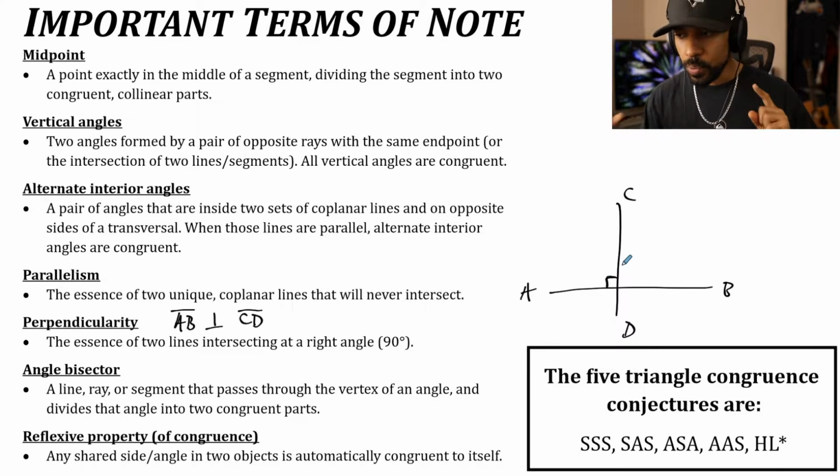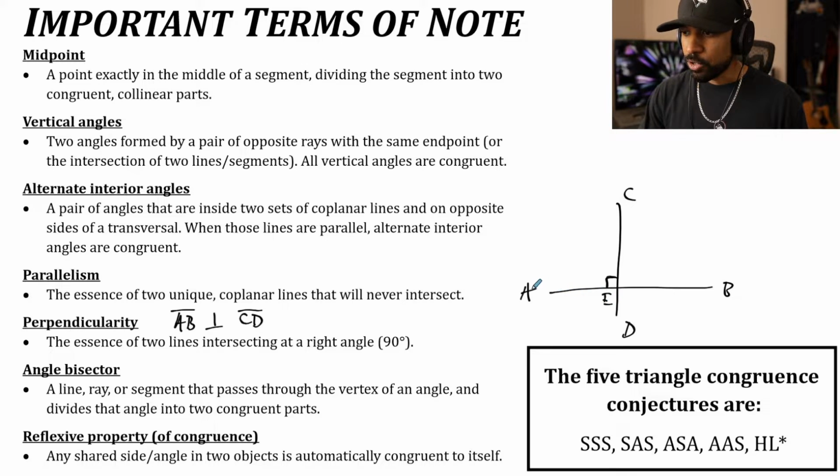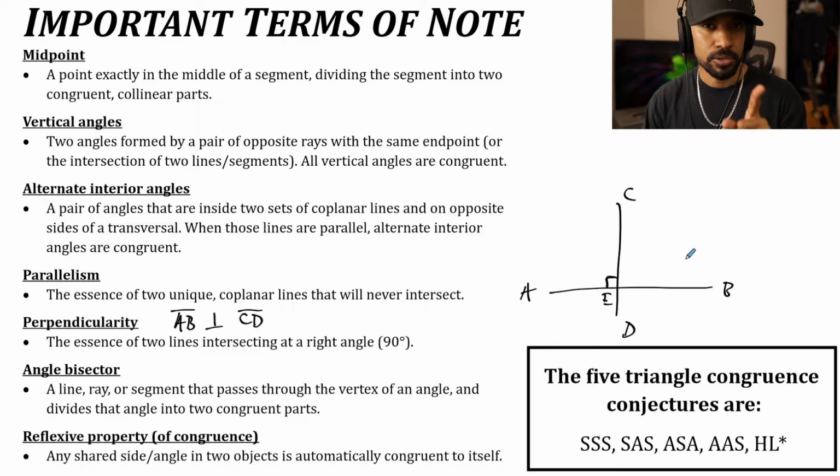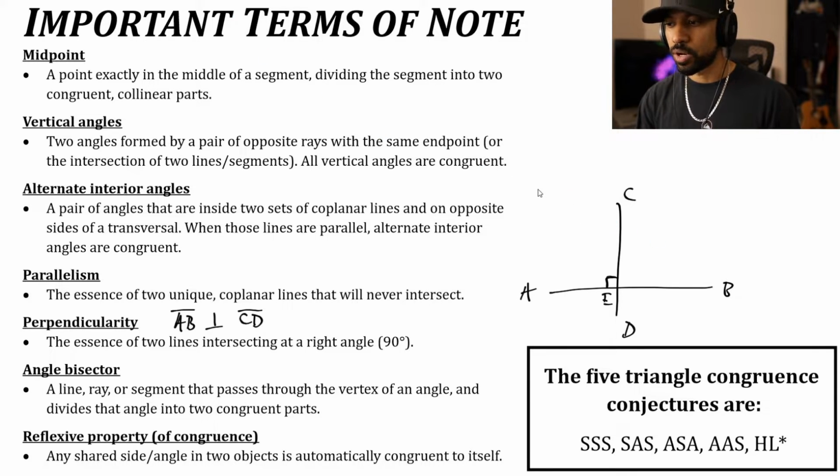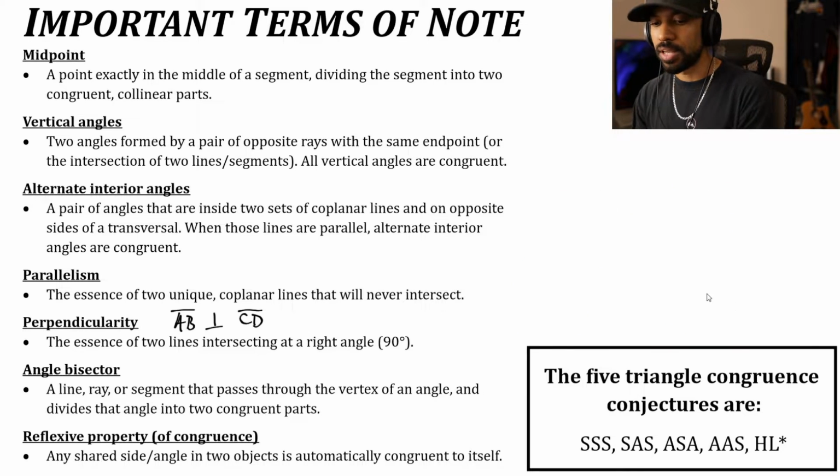But we get to say that, if this is point E, angle AEC is congruent to angle CEB because all right angles are congruent. All right angles are congruent. And that's another reason we're going to be using if we have perpendicular lines.